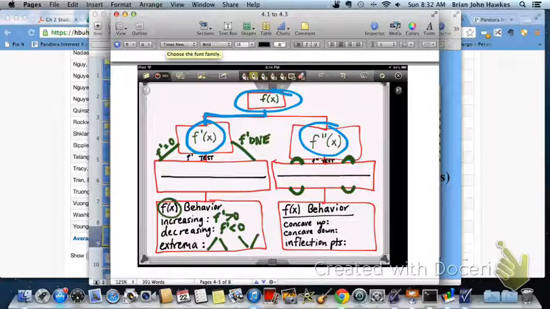So f double prime, the second derivative of a function, always tells us the concavity of the function f. Okay, so f prime, and these little diagonal lines, tells us whether f is increasing or decreasing. So we can't figure out whether f is increasing or decreasing by only looking at the second derivative. Keep in mind that for the second derivative test we find when f double prime is equal to 0 or when f double prime does not exist.